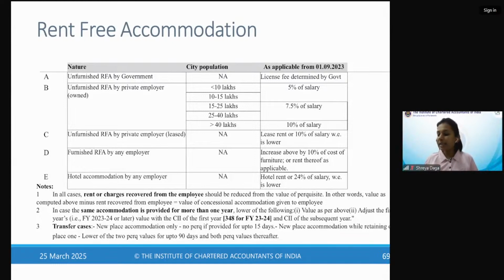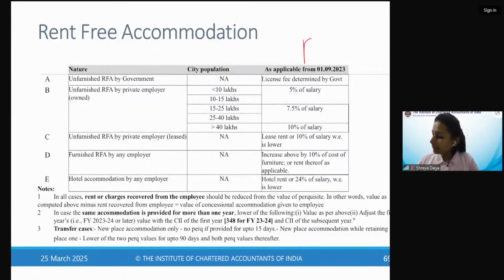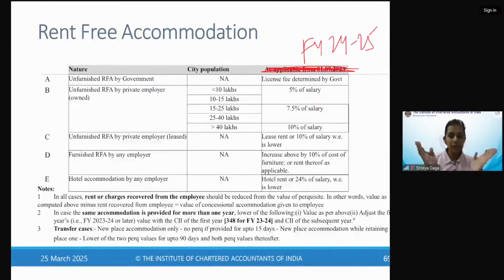ऑलराइट. अगर गवर्नमेंट एम्प्लॉयर अनफर्निश्ड अकोमोडेशन देता है, तो कोई भी सिटी में दे, उसका वैल्यू है द लाइसेंस फी डिटरमाइंड बाय द गवर्नमेंट. ओके. Why have I written as applicable from 1st September? क्योंकि उस समय लॉ चेंज हुआ था, लेकिन आपका फाइनेंशियल ईयर क्या है? फाइनेंशियल ईयर 24-25. आपके लिए पूरा यही लिमिट है. ये आप नहीं भी याद करो तो चलता है. ठीक है. मतलब जस्ट लास्ट ईयर में 2023 में कुछ चेंज हुआ था, बट आपका फाइनेंशियल ईयर 24-25 है.